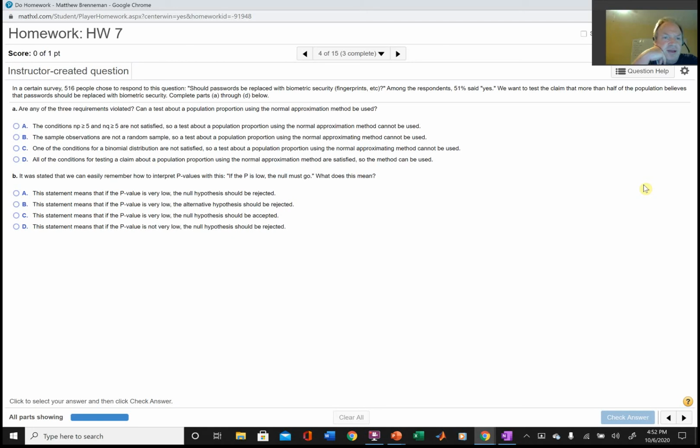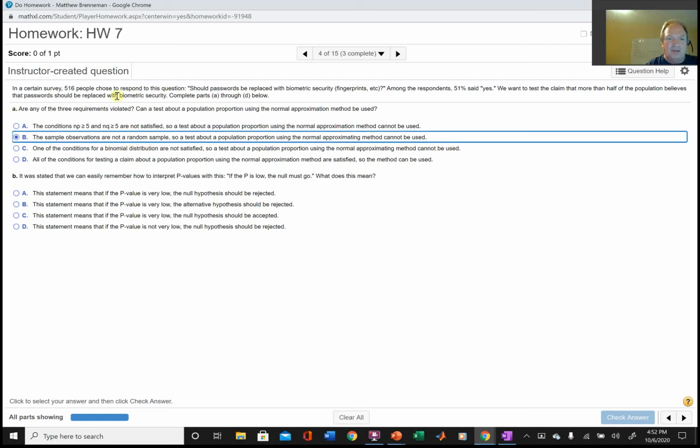In a certain survey, 516 people chose to respond to this question. Okay, so you're looking at a hypothesis test here. The problem is that it's a voluntary response sample. People chose to respond. They're not randomly chosen. And so the problem here is that it's not a random sample. That's the key thing, because it's a voluntary response sample. They weren't randomly chosen. They self-selected. You could think of it that way, right?